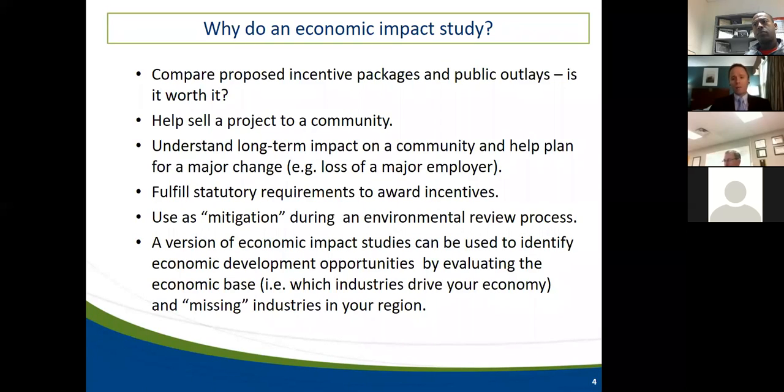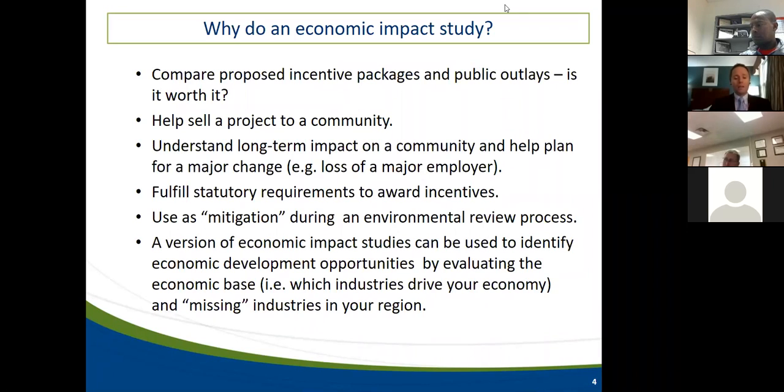Sometimes it's in a regulatory review, for example, if anybody's run into NEPA or a state environmental review, sometimes that requires this. Sometimes you actually have to do this.